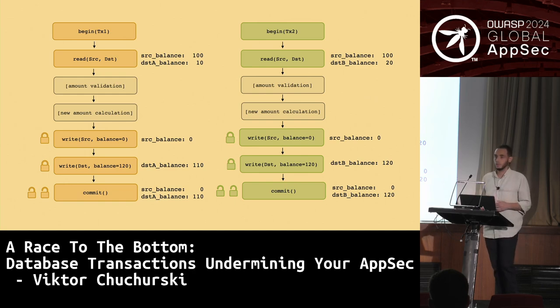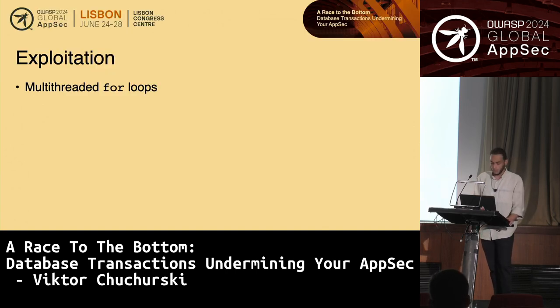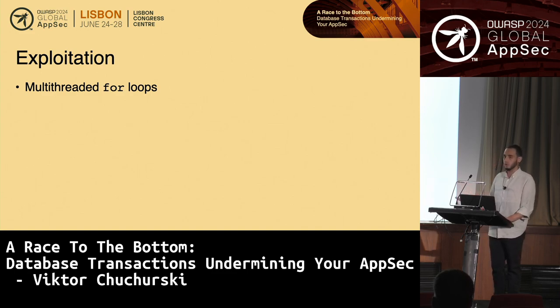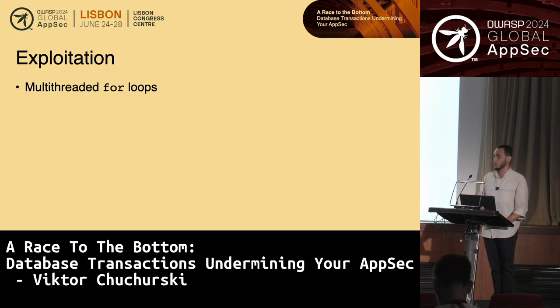And this is another way where application logic combined with a database can be exploited. Now, how do we actually exploit this if we see it in any application? Well, the easiest thing, and what we saw initially, is multi-threaded for loops. Just run a for loop, spin up some threads, make the requests, and see how the application behaves. And that's essentially what we saw with the Go client that made those requests initially.